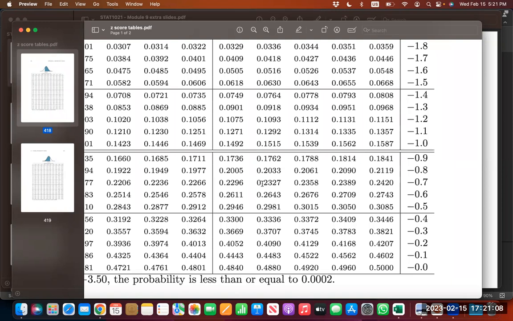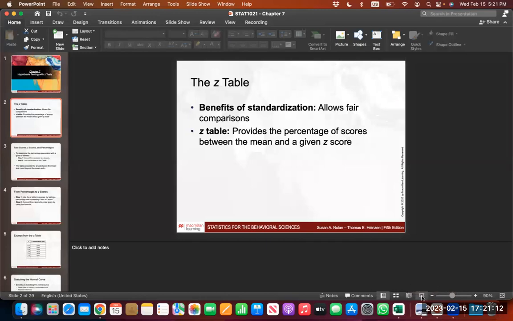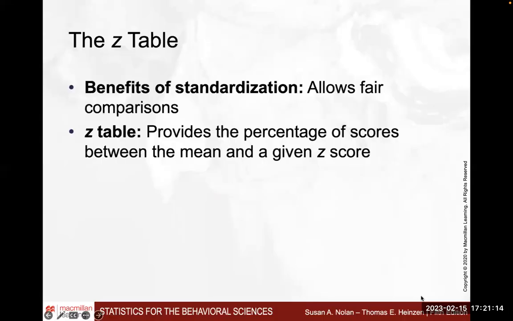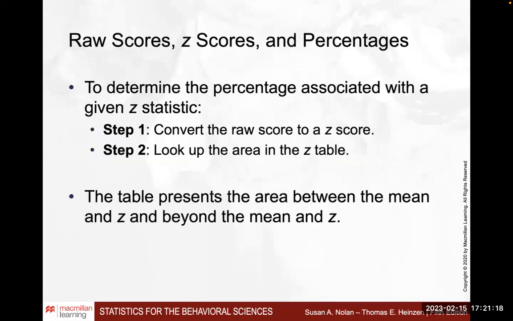Good. Okay. So this was basically the basics of standardization. We have discussed this in the last class. We will talk about this a little more today.